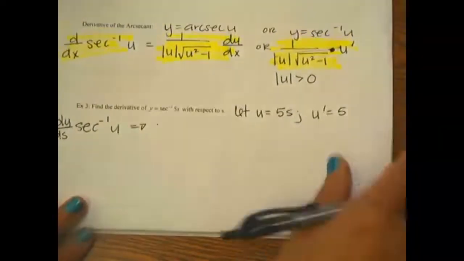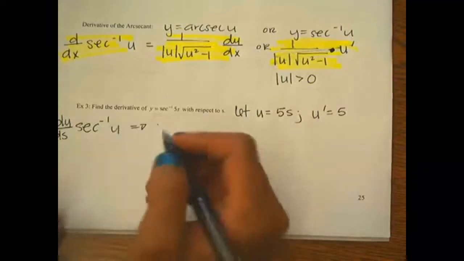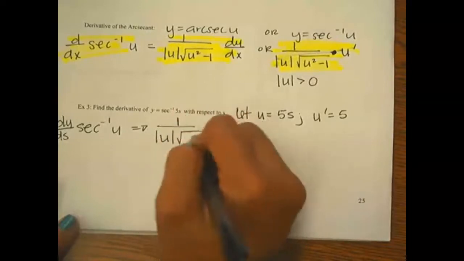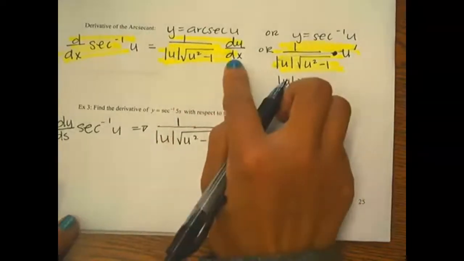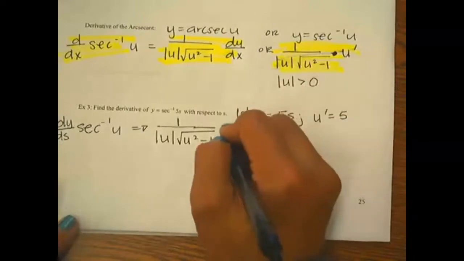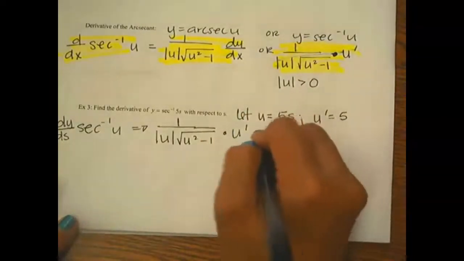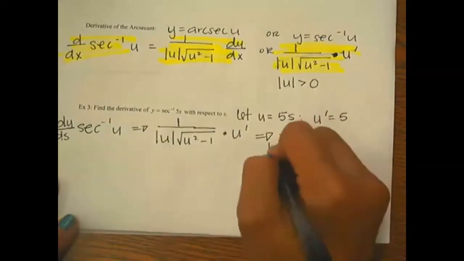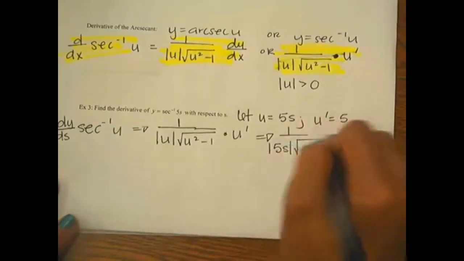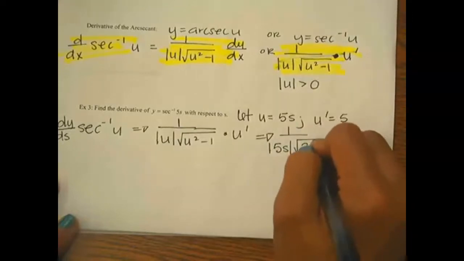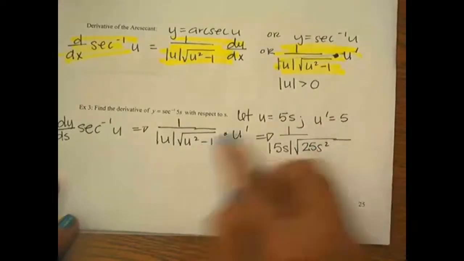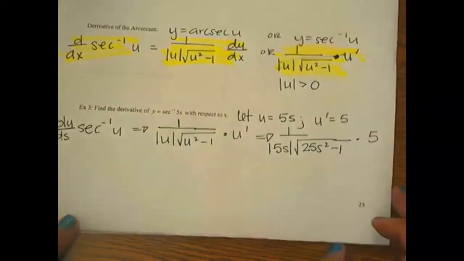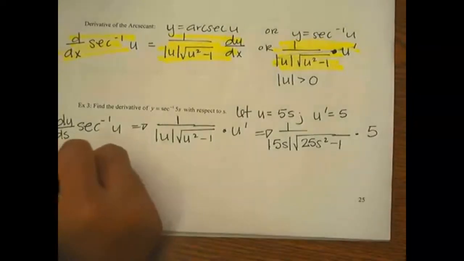it's right here. I'm going to write the formula first, okay? 1 over absolute value of u times square root of u squared minus 1 times dy dx, or in this case, you can write u prime. Then now I'm going to fill it in. 1 over absolute value of u is going to be absolute value of 5x. Okay, u squared, so that's 25x squared, minus 1 times u prime, so u prime is 5, so that's all out there. Let's make it pretty.